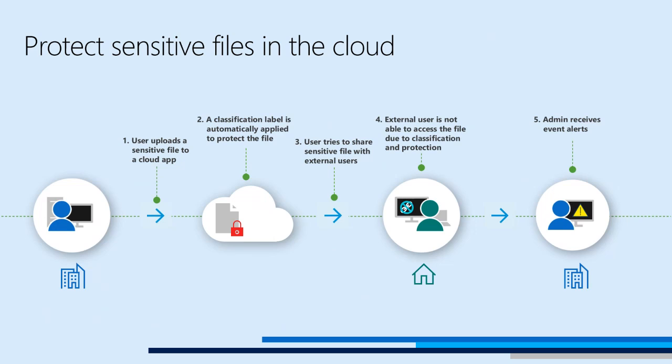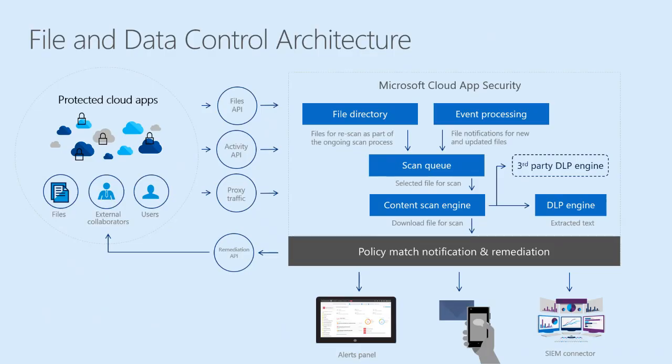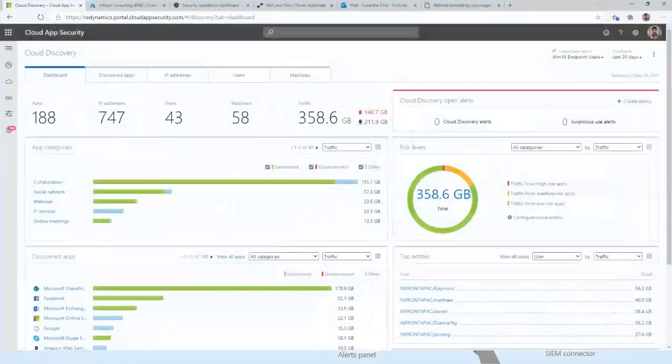Now it's kind of like an on-the-fly DLP solution applied, and taking it further, the file and data control architecture. This is a little bit deeper, but the idea behind it is that we are leveraging the APIs to connect with the applications, and then we leverage the proxy traffic. Once we read that particular file's contents, then based on the policy, we can apply the DLP. It can be a third-party DLP engine, or it can be Microsoft AIP policies. So let me again take you to the lab environment and demo how that happens.